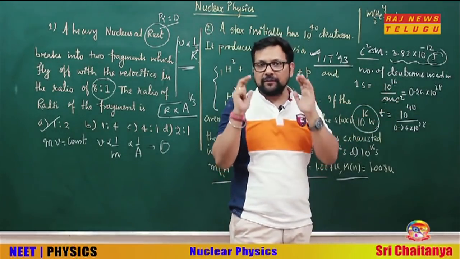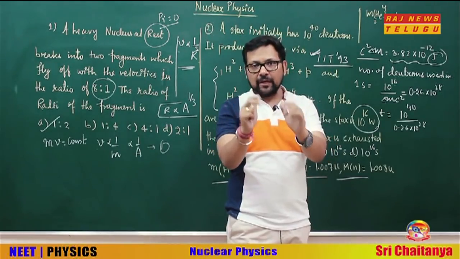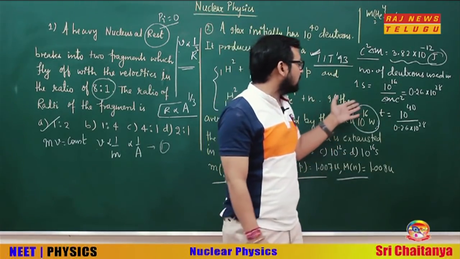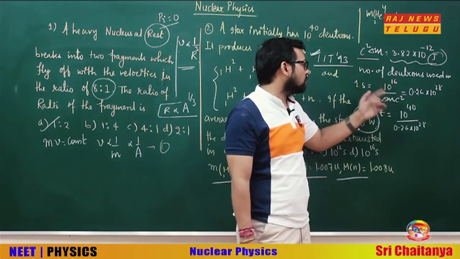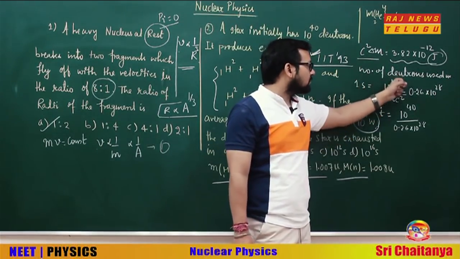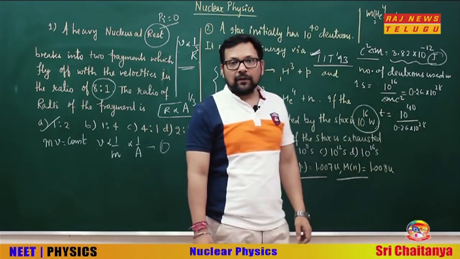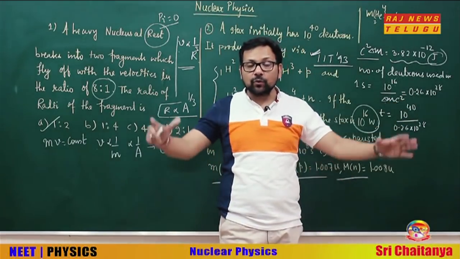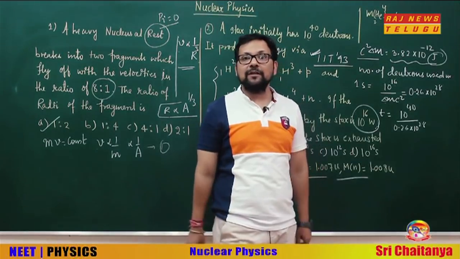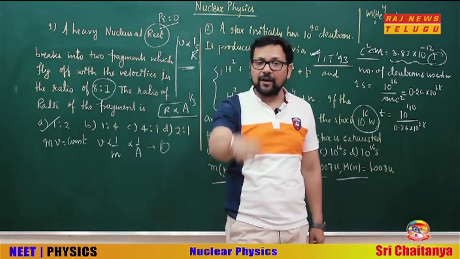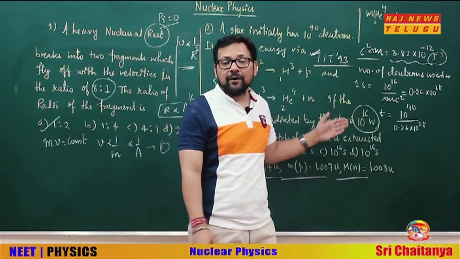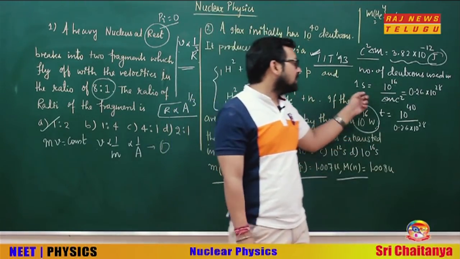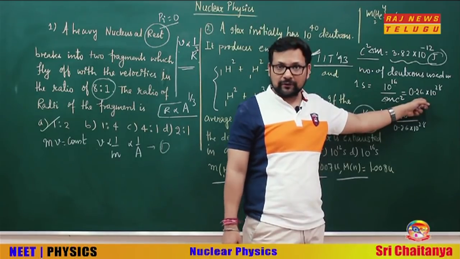Suppose n number of deuterons are giving this energy. So to reach this energy 10 raised to power 16 joule in 1 second, how many deuterons are required? This. Now what is the time taken? What is the total number of deuterons? Total number of deuterons is 10 raised to power 40, and how many deuterons are required in 1 second? I'm saying 1 second because power is the energy in 1 second. So in 1 second, this much is the number of deuterons, right?